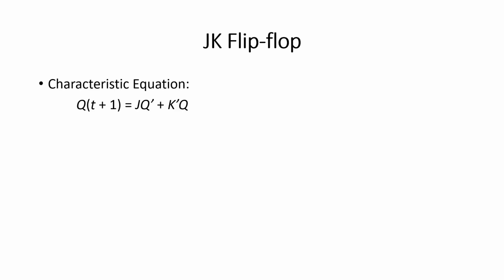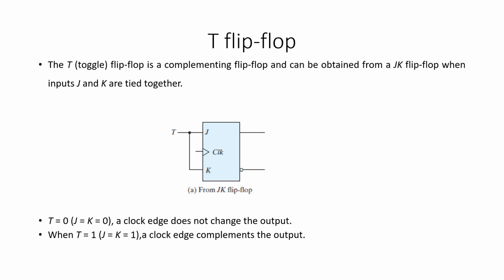This is the characteristic equation of the JK flip-flop. Q of t plus 1 is the next state and Q is the present state. J is the input, Q bar is the output, and K bar and Q. This is the characteristic equation of the JK flip-flop.